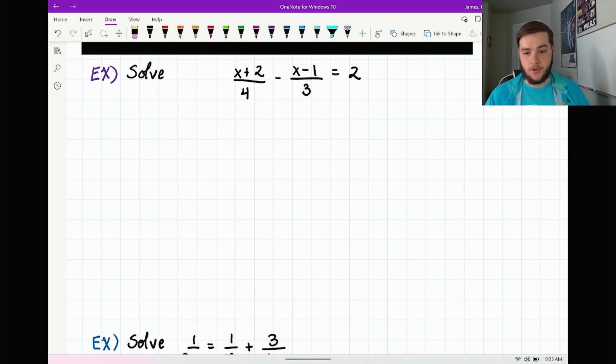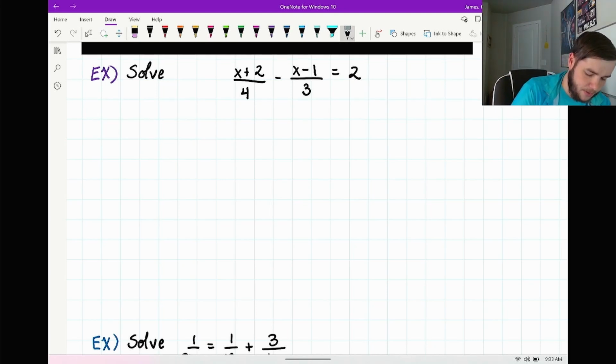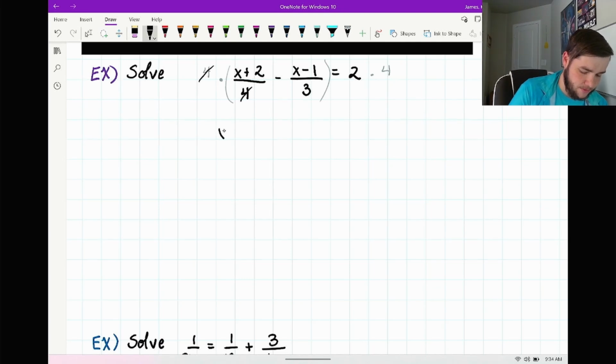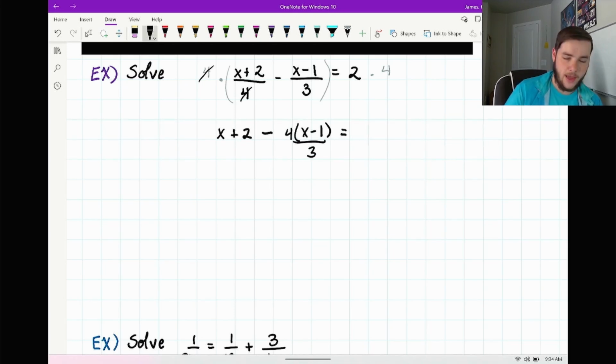So one thing I could do is multiply both sides of this equation by 4 without changing its solution set. Now, I do have to multiply the entire left-hand side by 4, not just one of the terms. So those parentheses I drew are important. For the first term, the 4's cancel out, and I'm left with just x plus 2. In the second term, though, I have nothing to cancel out. So that 4 is going to go into the numerator. And on the right-hand side, I'm left with 8.